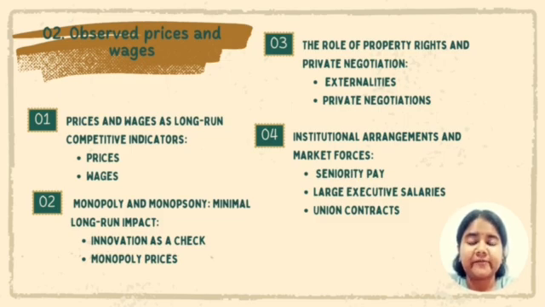When we look into private negotiations, the Chicago School emphasizes solutions like the Coase theorem, which suggests that externalities can often be resolved efficiently through bargaining if property rights are well defined and transaction costs are low. The fourth point here is the institutional arrangements and market forces.